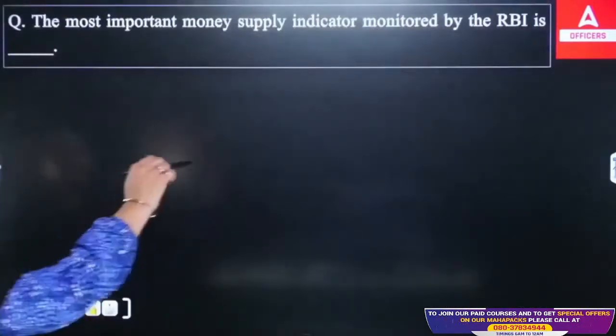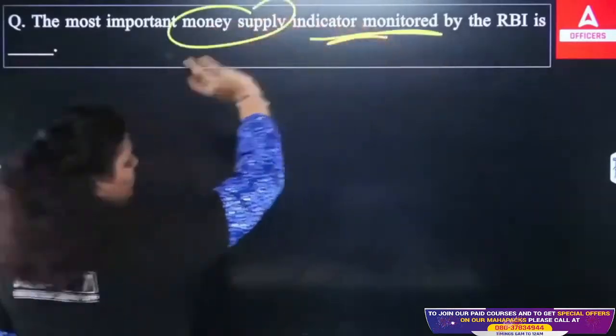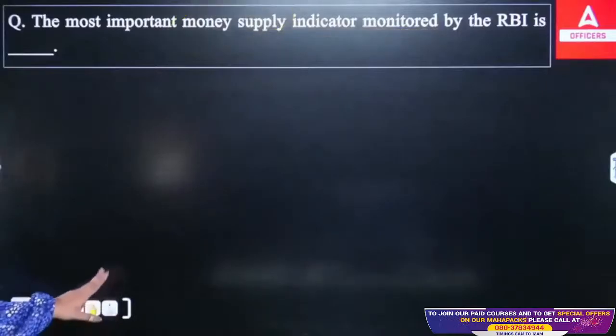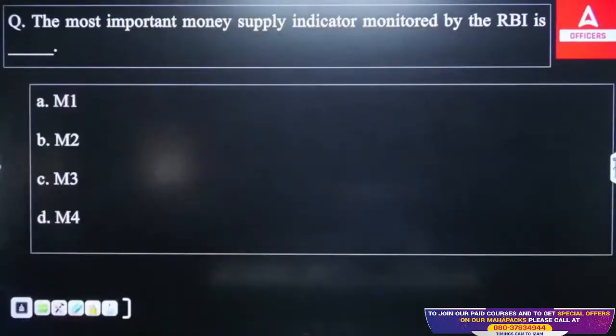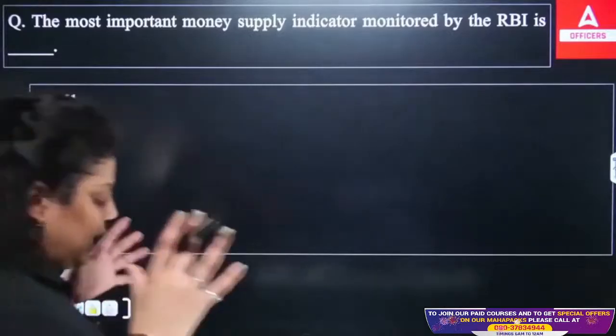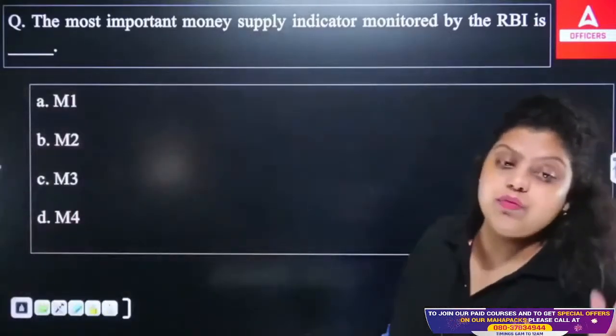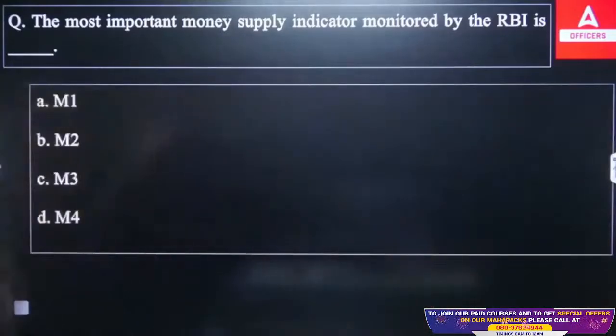Okay, next, the most important money supply indicator monitored by RBI is dash. So we have measures of money M1, M2, M3, M4. Out of these four, which of the following is the important money supply indicator for the Reserve Bank of India that RBI calculates? Let me know which of the following is true. A, B, C or D? I think it is very easy to answer. RBI measures this money supply because RBI wants to know how much money is in the economy. That's why RBI is calculating this.